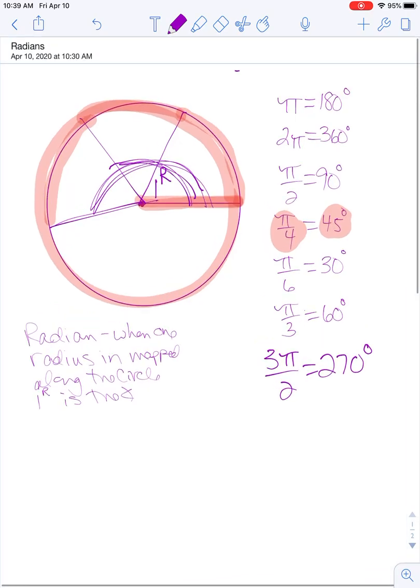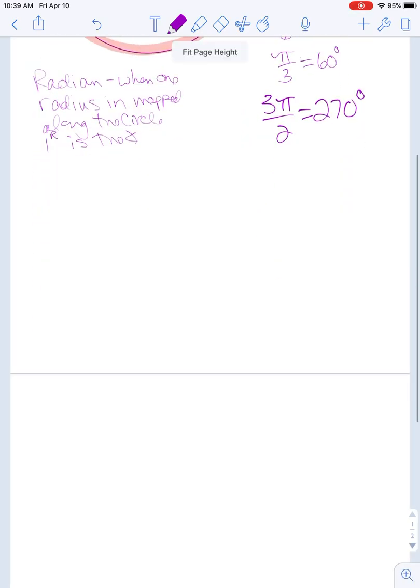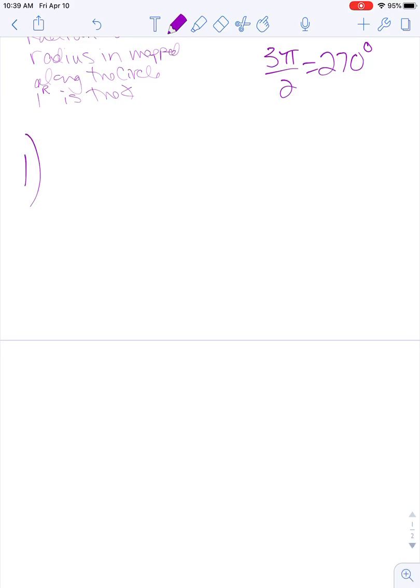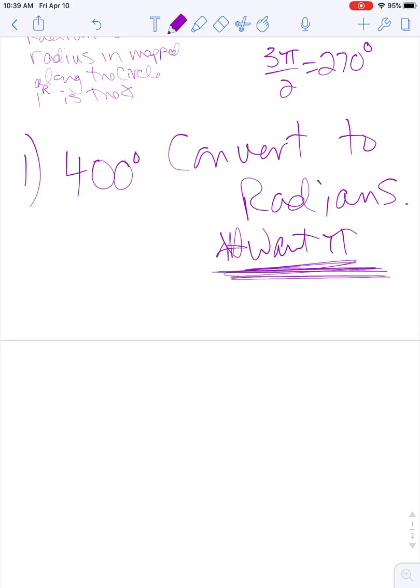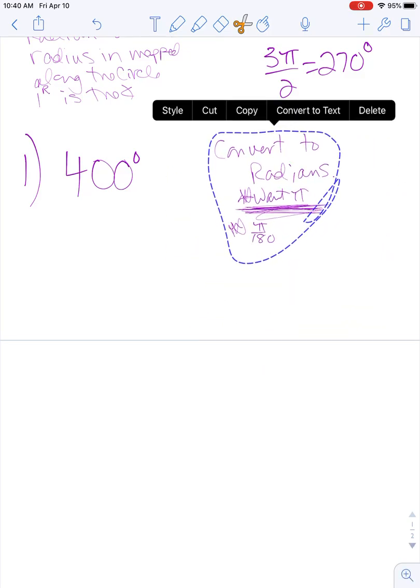So, this first lesson, all you're doing is converting things backwards and forwards from radians to degrees, degrees to radians. So let's just do a couple examples here. If I say 400 degrees, convert to radians. Now, 400 degrees is not a nice reference angle or anything like that. We're just doing a straight out converting here. When you convert to radians, we want pi. Think about all the radians, we're going to have pi, or it's going to be an ugly decimal. So if we want pi, we multiply by pi over 180. Anytime you're converting to radians, you want pi, you multiply by pi over 180.